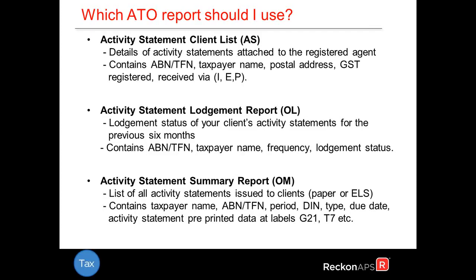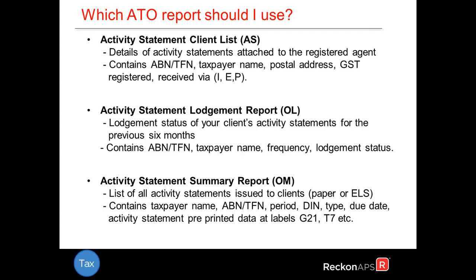The activity statement lodgement report, the OL report, and that's what the ATO know them as, shows the lodgement status of your client's activity statements for the previous 6 months. Okay, so this report contains the ABN and TFN, the taxpayer name, the frequency in which this particular client is due to lodge their statements, whether it be monthly or quarterly, what their cycle is, and obviously what the lodgement status is. So if you've got a client that is expected to lodge their activity statements on a monthly basis, the system will actually show you the last 6 months, whether they've been lodged, not lodged, or not required.